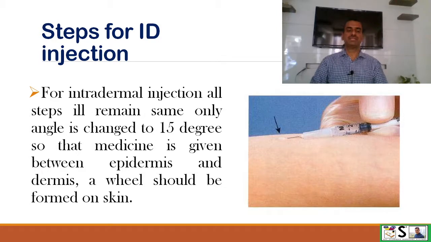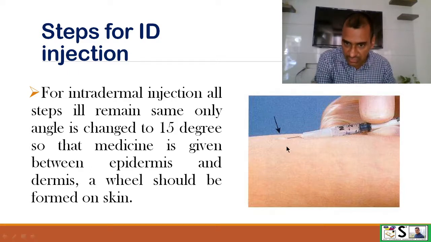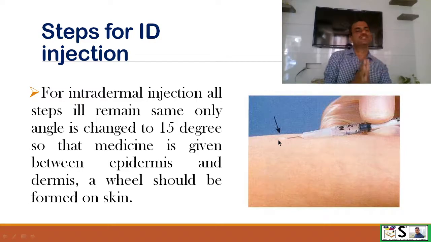And for intradermal injection, all steps remain the same. Only the angle at which we insert the needle is 15 degrees or less than 15 degrees, so that the medication is given between the dermis and epidermis. And while giving this medication, a wheal is formed like this. A small wheal is formed. Then the injection is okay.